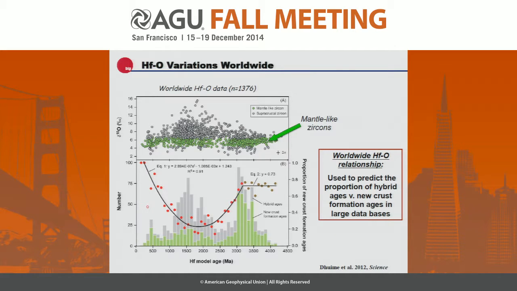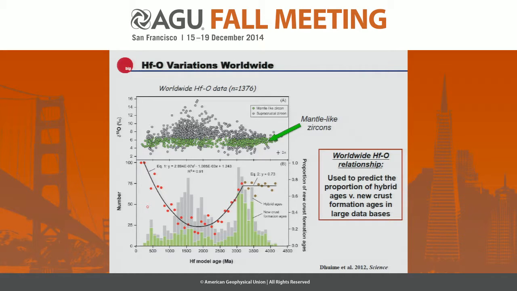So this was what we did recently. This is a worldwide compilation for all the hafnium-oxygen data available. I'm not going to go into detail. Everything is in the paper. But what you can see here, if you plot just the model age of your different zircons, with typical mantle-like model ages in green and hybrid model ages in the gray histograms, then you end up with a relationship that actually shows there is a correlation between those hybrid model ages and those new crust model ages through time.